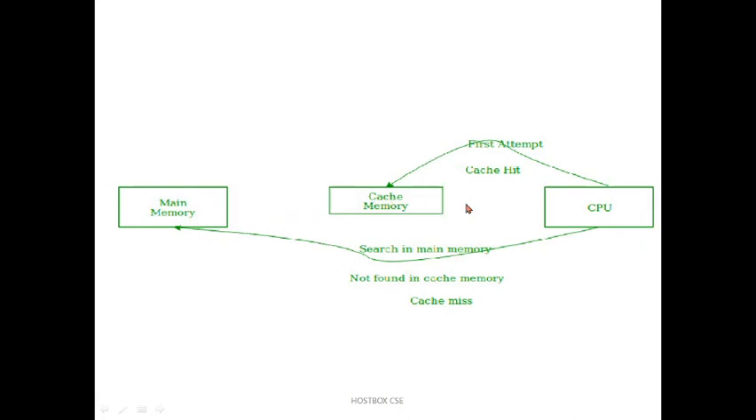So you should know cache hit and cache miss. If the information is not in the cache memory, it fetches the data from main memory, from main memory to cache memory, and again from cache memory to the CPU. That is called a cache miss.